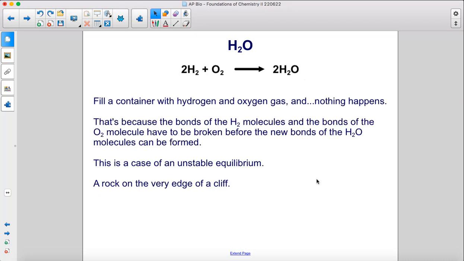Fill a container with hydrogen and oxygen gas and nothing happens. That's because the bonds of the H2 molecules and the bonds of the O2 molecule have to be broken before the new bonds of the H2O molecules can be formed. This is a case of an unstable equilibrium, a rock on the very edge of a cliff.